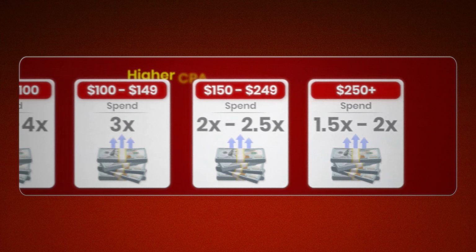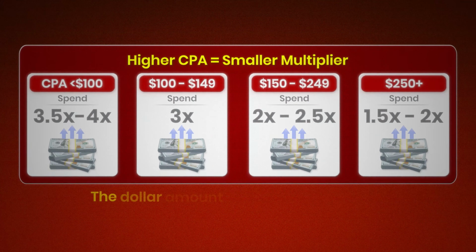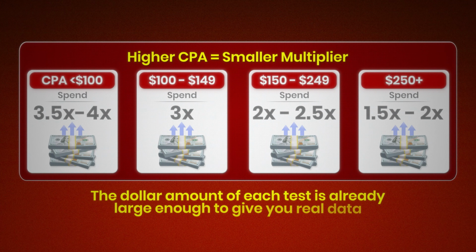The multiple shrinks as the CPA goes up because the dollar amount of each test is already large enough to give you real data. But if your target CPA is $50, spending $50 tells you nothing. You need 3.5 to 4 times that amount before a useful pattern shows up in the data. Now, unfortunately, most accounts don't get anywhere near these thresholds. They call a concept a loser on day 2 at $80 in spend and move on. So they've killed concepts that haven't even been given the chance to prove anything yet.